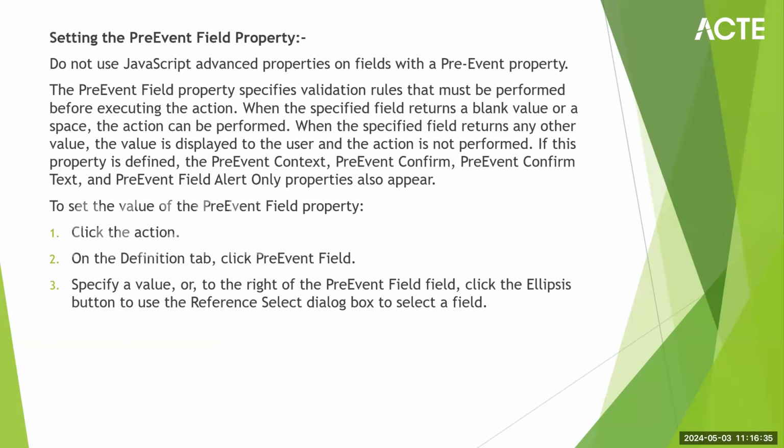Pre-event means before clicking or before executing any of the requirements, if you want any changes or anything to appear on the screen, those are called pre-event. The pre-event field property specifies a validation rule that must be performed before executing the action. When the specified field returns a blank value or a space, the action can be performed.